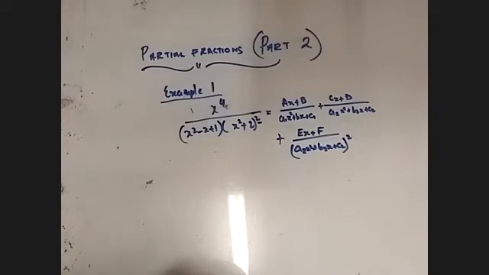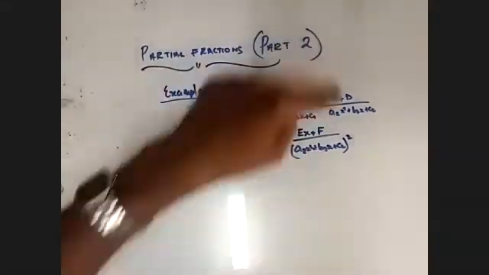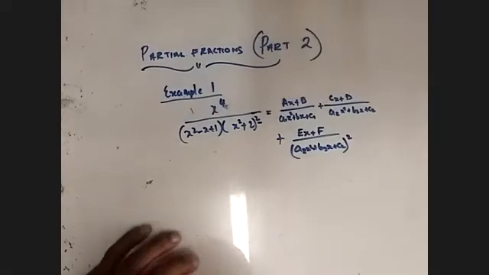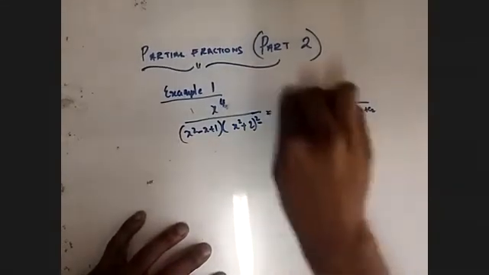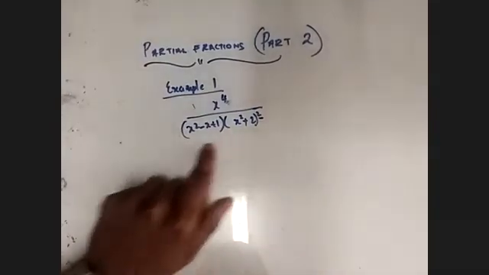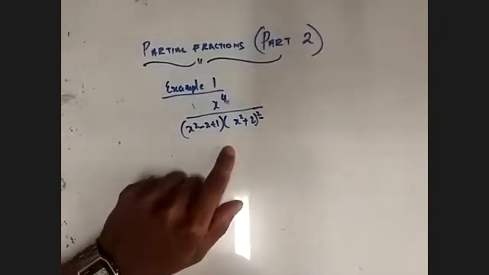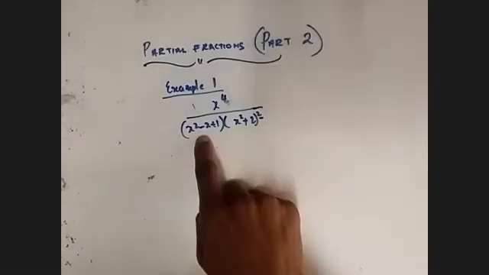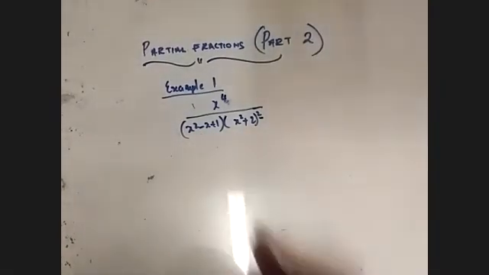We're going to write this in terms of what I used to introduce the repeated irreducible quadratics. In this case it was easy because our denominator is already factored into two irreducible quadratics. We cannot simplify this any further.